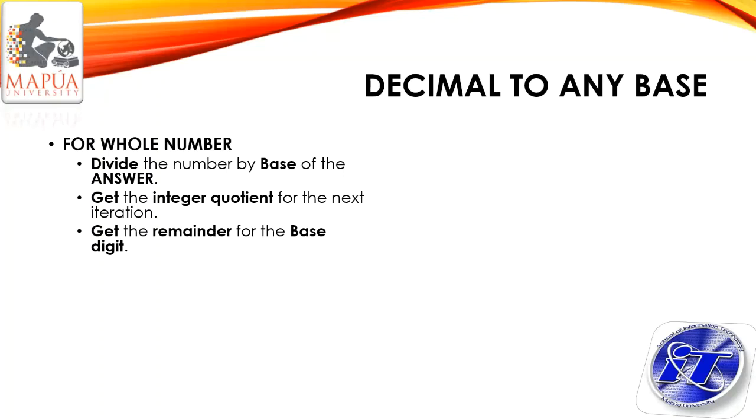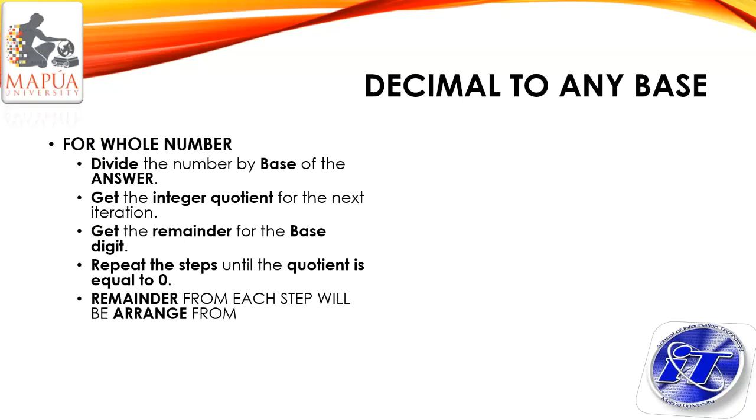Okay? And then repeat step 1, step 2, and step 3 until we get a quotient equivalent to 0. So divide the given by the base of the answer, repeat it until we get 0. And every division, we're going to get the remainder. So what to do with the remainder? We're going to arrange it from most significant to least significant digit, or from bottom to top, from the last remainder going to the first remainder.